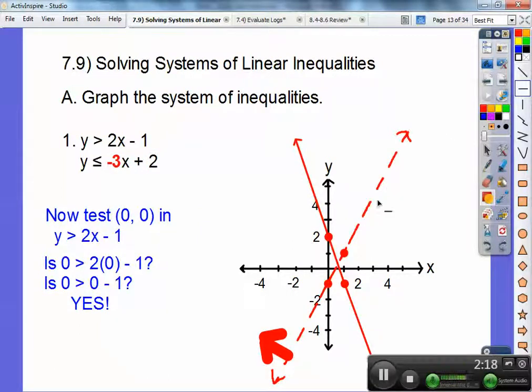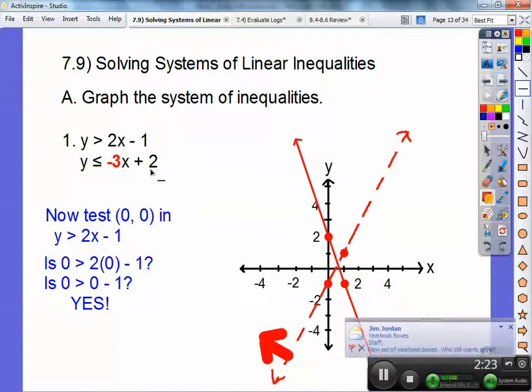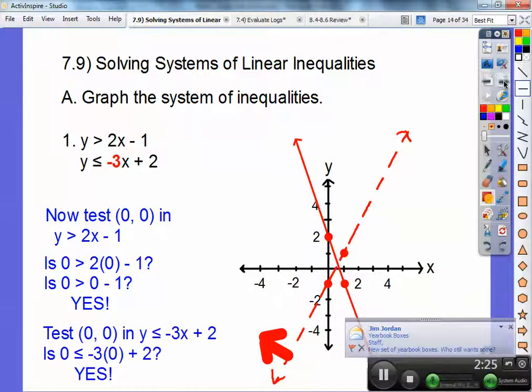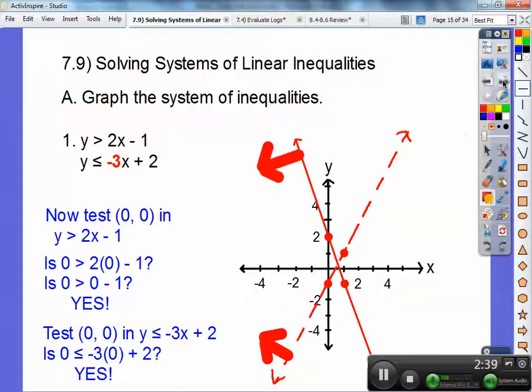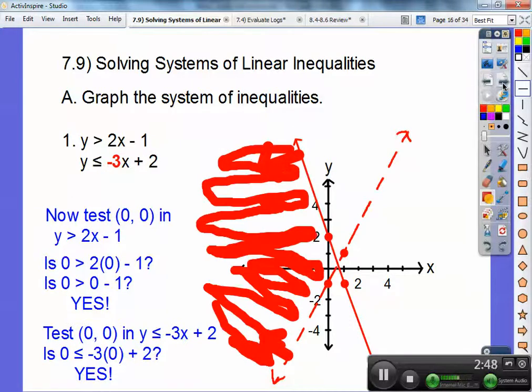Again, this line is not going through 0, 0, so I'm going to test 0, 0 on this inequality right here. Is 0 less than 0 plus 2? That's a yes. So that means I'm going to shade this side of the solid line over here. And then where they overlap, you guys, is this little piece of pie right here. We want to know where they overlap. So your final answer is going to be that little piece of pie right there.